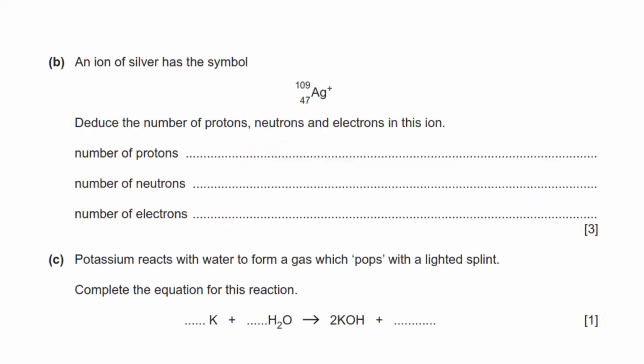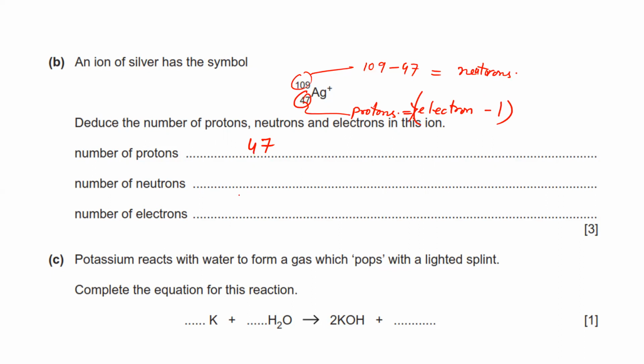Okay. So part B, 7B, it says silver ion has a symbol Ag plus, 109, 47. Deduce the number of protons, neutrons, and electrons in this ion. So number of protons, neutrons. 109 minus 47 will give you neutrons. And number of electrons is equal to number of protons in an element, but this is an ion, so you have to do minus one here. So number of protons, 47. Number of neutrons, 109 minus 47 will be equal to 62. Number of electrons, 47 minus 1, 46, because it is an ion, it has lost one electron.